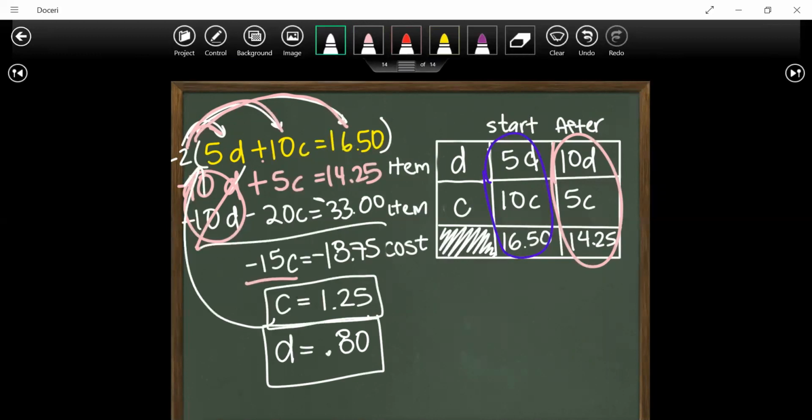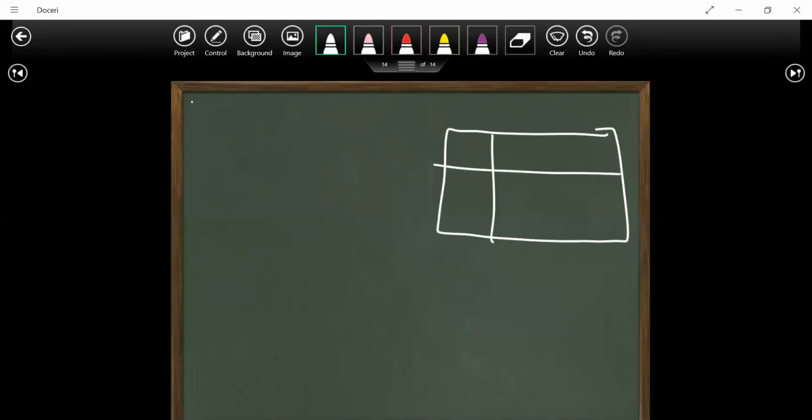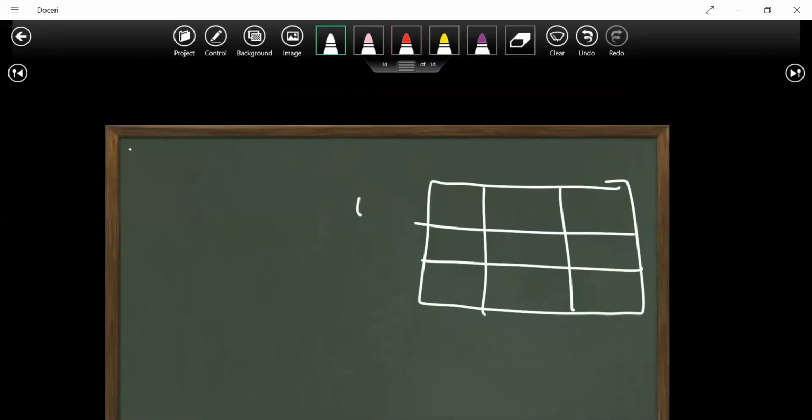Next one. Let's do another one. Set it up. We're going to do my beautiful brackets here. This is our item 1, item 2. This is our start. This is our end or after. This is our cost. So let's look these up. I'll let you guys do these and I'll assign you 2 more.